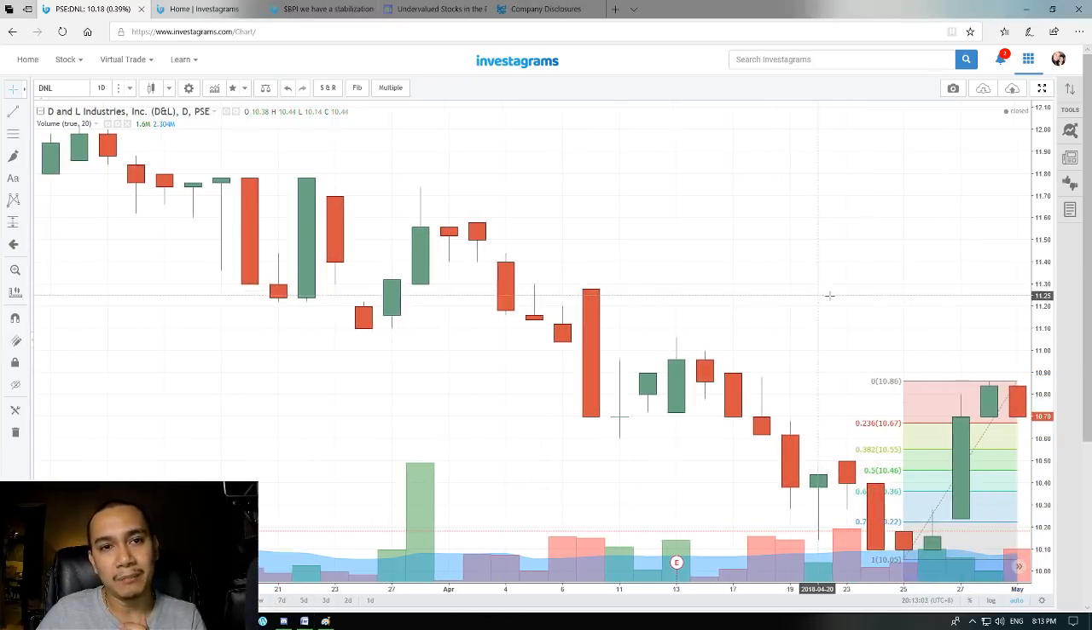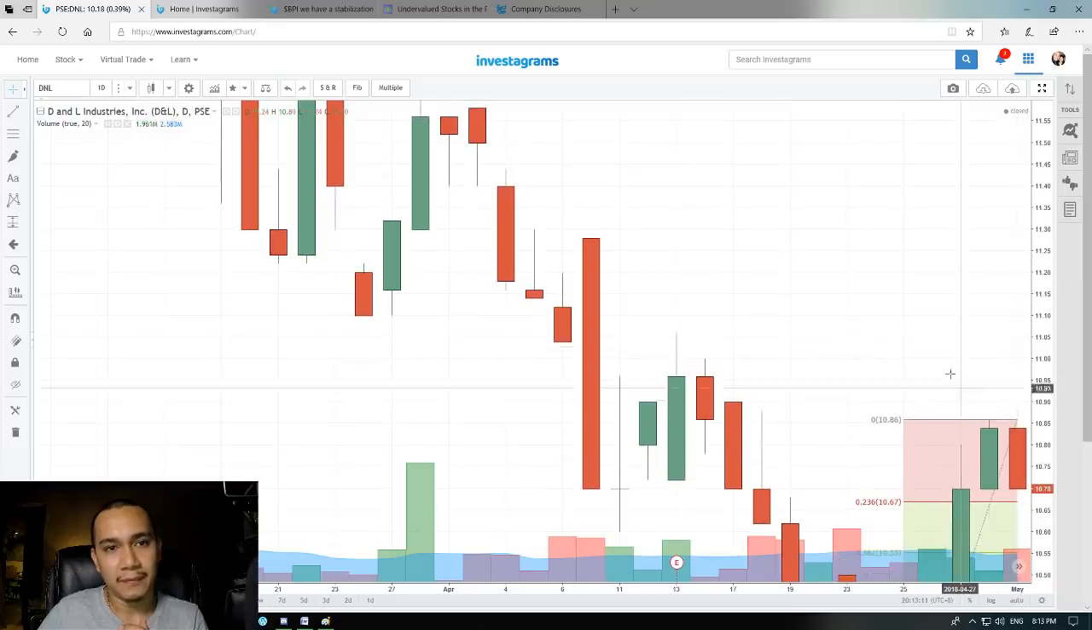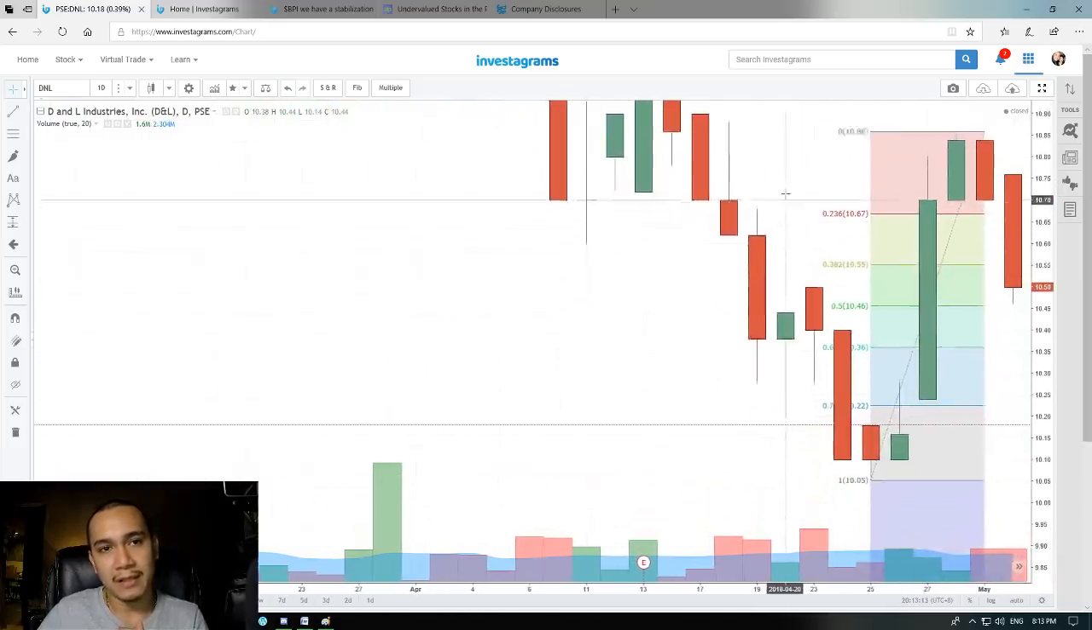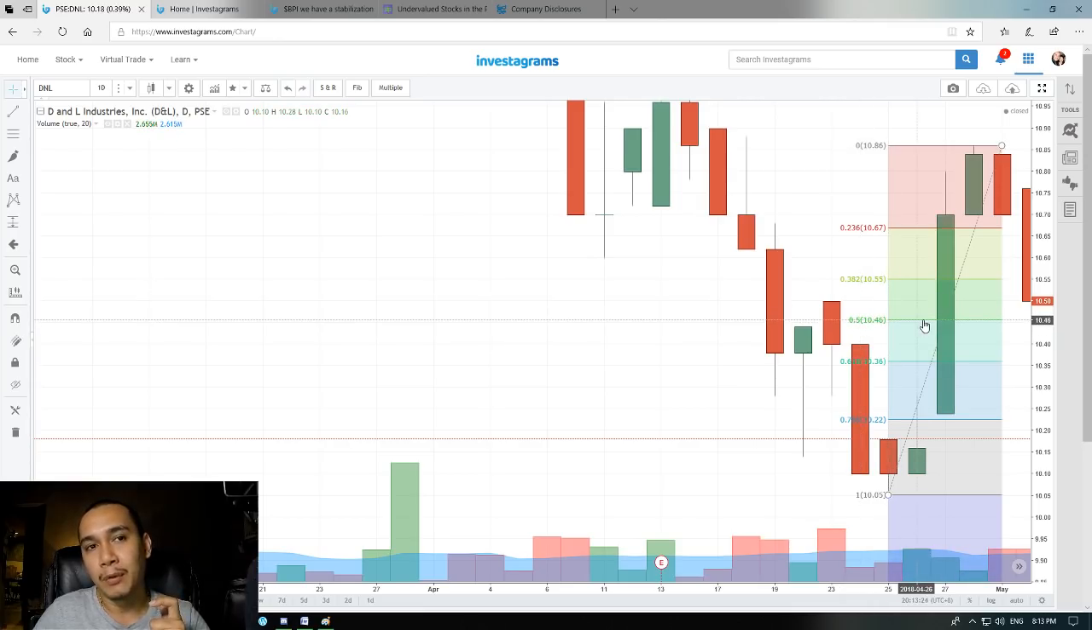I hope I can zoom this even more, but sadly I can't. Let me see. Here we go. Much better. So we traced it from the swing low to the swing high. So this is the most accepted point, 0.5, which is 50%.